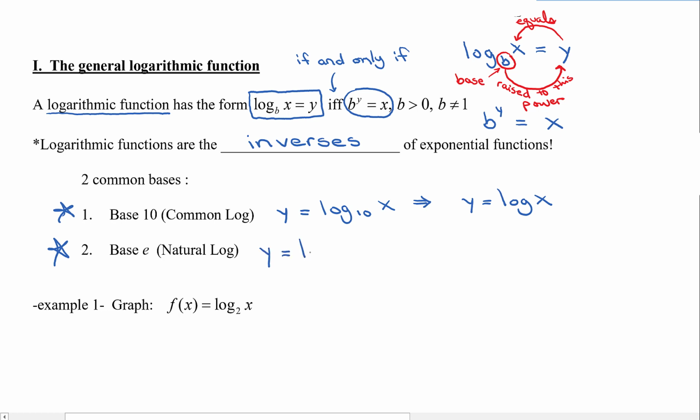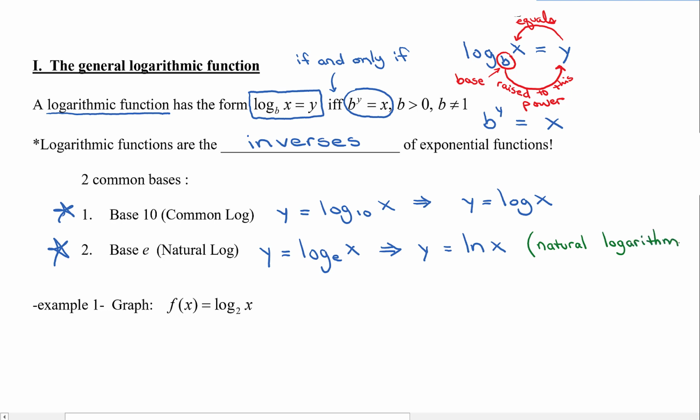Number 2, base e, the natural log. We write this as y equals log base e of x, but more commonly this is written as, I drew an arrow pointing to the right, y equals the natural log of x, or we can also write that as y equals ln x. Inside parentheses, I'm writing down the words natural logarithm.